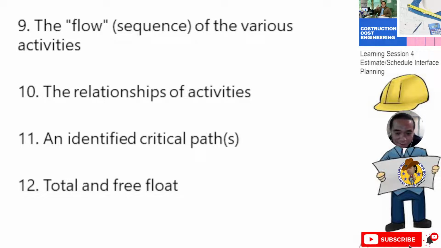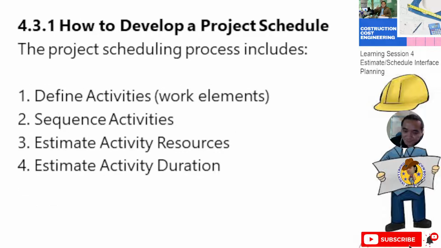Okay, critical path, you know this one. I think you already learned this in the project management subject. This is the path that you need to look at if you have a project, because if a single activity of that path is delayed, it means your whole project will be delayed. That means you will be losing and going to fail. Number twelve is total and free float. Then we have how to develop a project schedule.